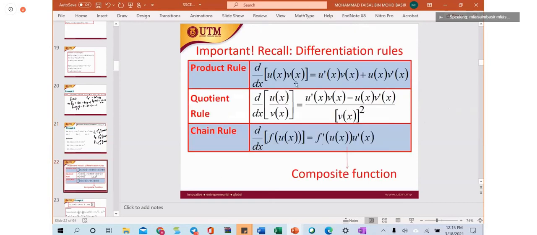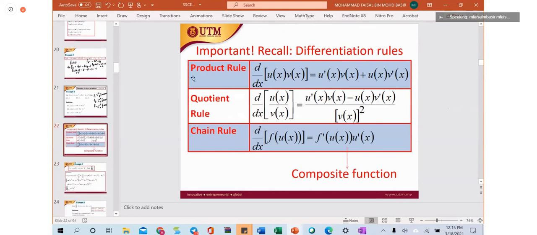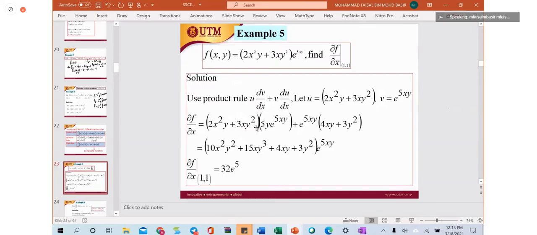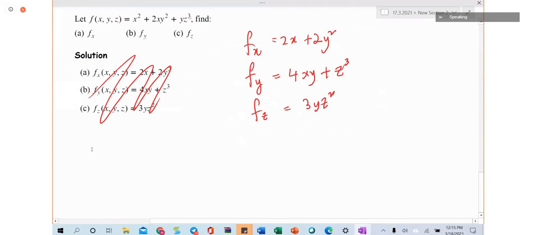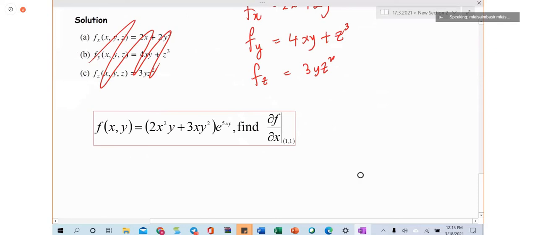You learned this for one independent variable: product rule, quotient rule, chain rule. So we will use this also in this chapter. Okay, see here. I'll copy this. Find ∂f/∂x at (1, 1), or you can write it as this. Same thing. When you write this, they will put a slash just to say (1, 1). Or you can write like this.